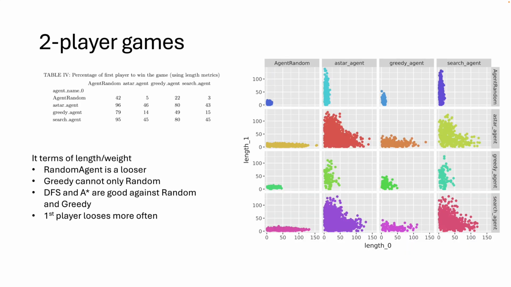The situation sometimes changes completely if length is considered as the winning metric, since in this case the random agent is a loser. You can see it here. And the very good winners are the search agents, depth first search and A star agent. The greedy one can beat only random. And again, the first player is usually in a slightly worse position than the second one.